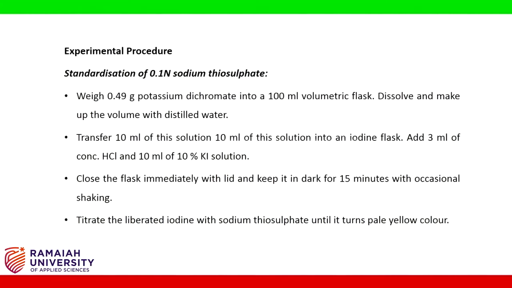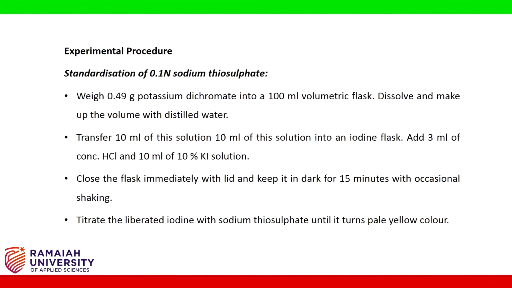Experimental procedure for standardization of 0.1 N sodium thiosulphate. Weigh 0.49 grams of potassium dichromate into a 100 ml volumetric flask. Dissolve and make up the volume with distilled water. Transfer 10 ml of the solution into iodine flask. Add 3 ml of concentrated hydrochloric acid and 10 ml of 10% potassium iodide. Close the flask immediately with the lid. Keep it in the dark for 15 minutes with occasional shaking.